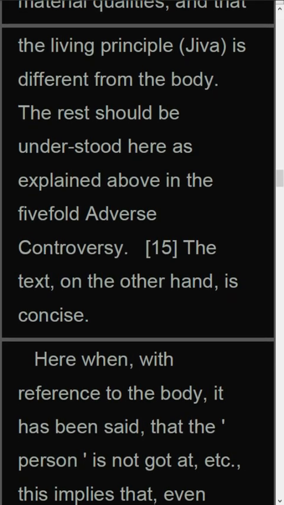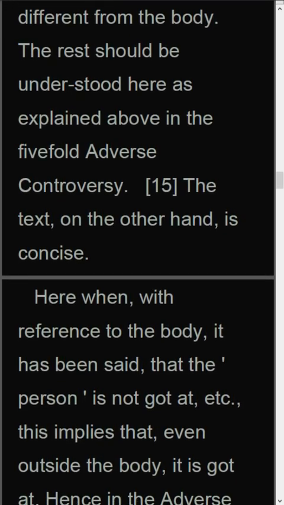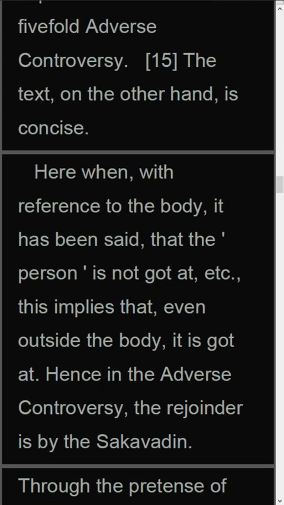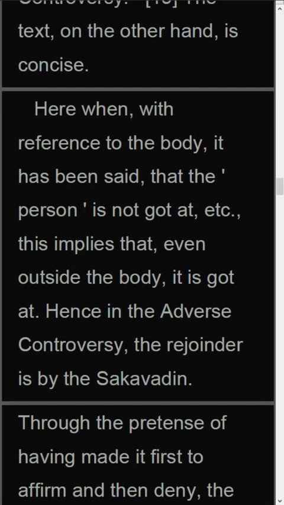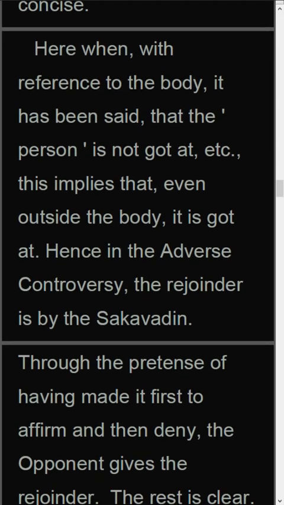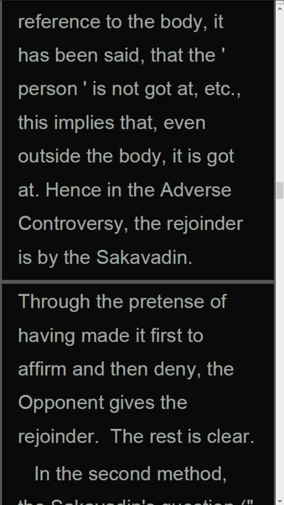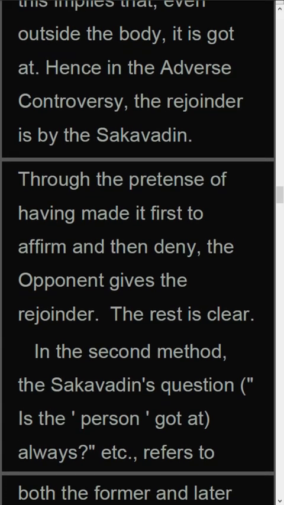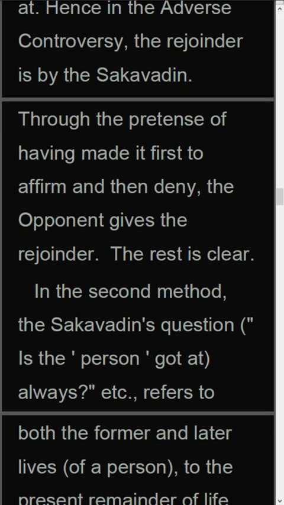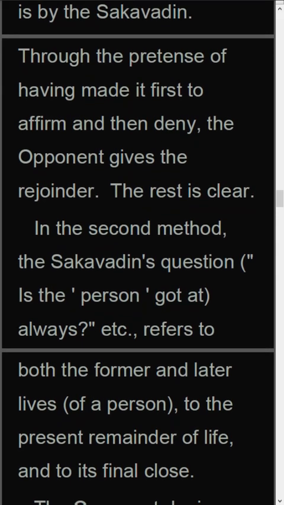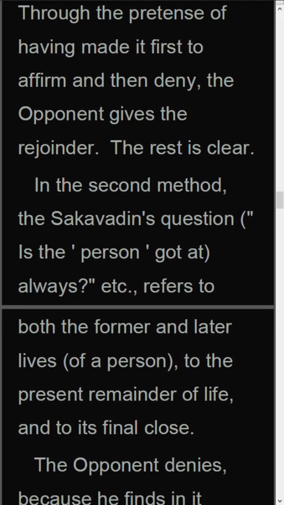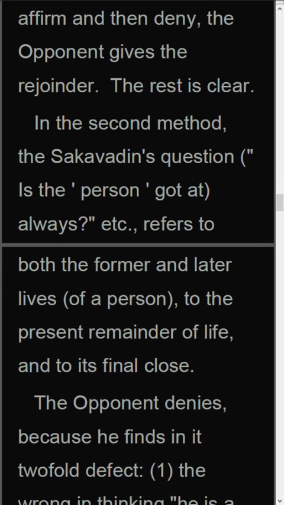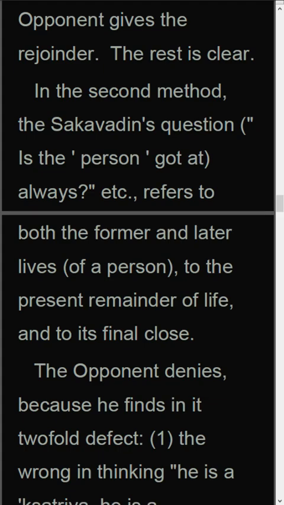The text, on the other hand, is concise. Here when, with reference to the body, it has been said that the person is not got at, etc., this implies that, even outside the body, it is got at. Hence in the adverse controversy, the rejoinder is by the Sakavadin. Through the pretense of having made it first to affirm and then deny, the opponent gives the rejoinder. The rest is clear.